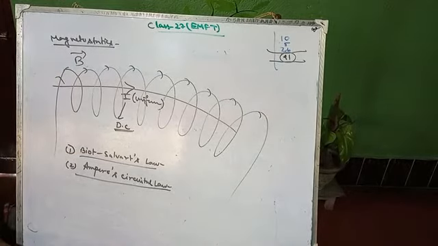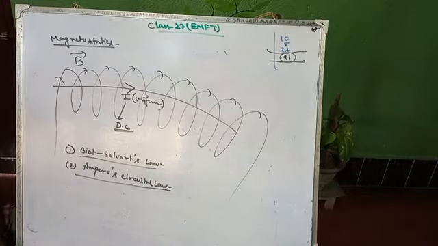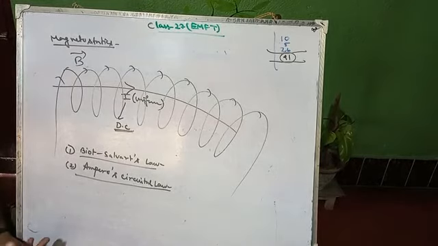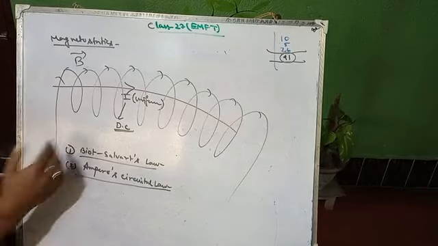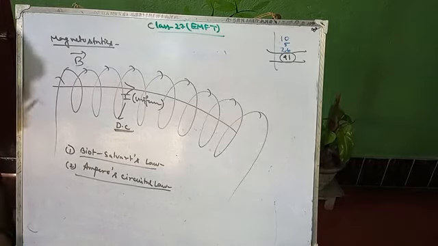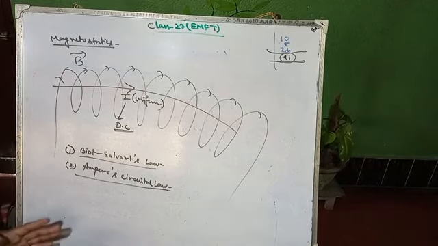Magnetostatics is very easy, I think, and it is a very small module compared to electrostatics. After completing magnetostatics, we have only two modules left. After magnetostatics, it will be time varying fields, and the last one will be transmission line and wave propagation. So these are the 6 modules.